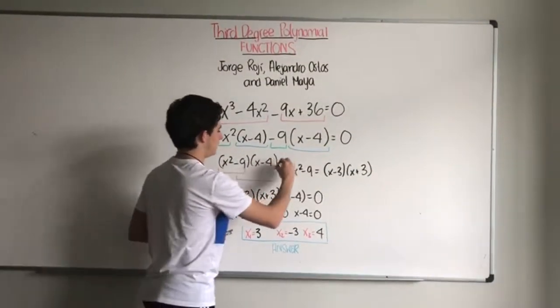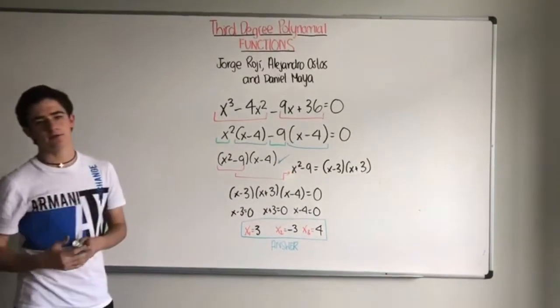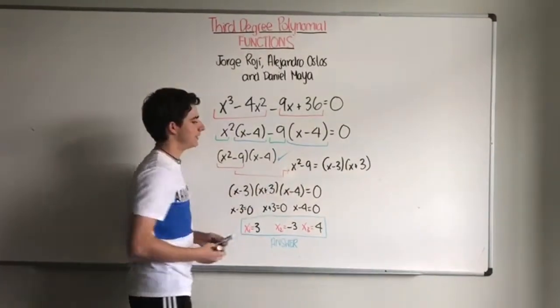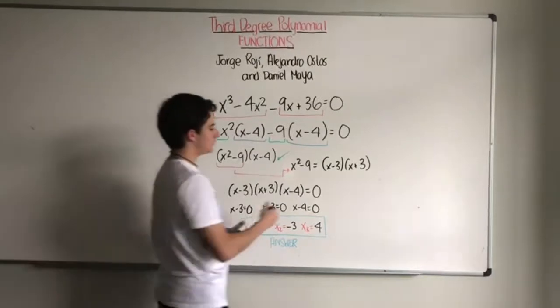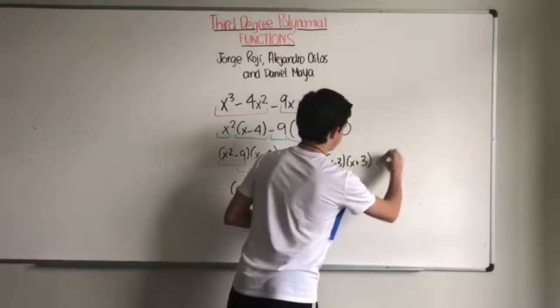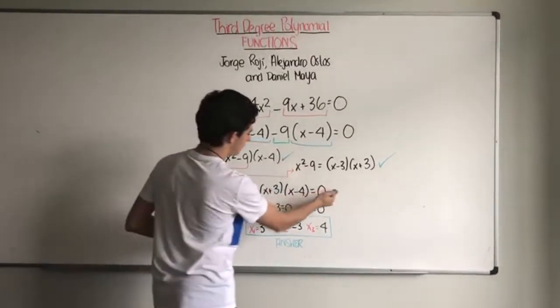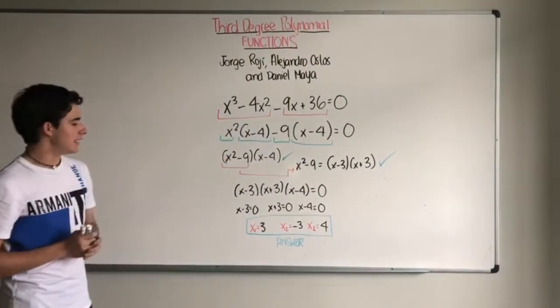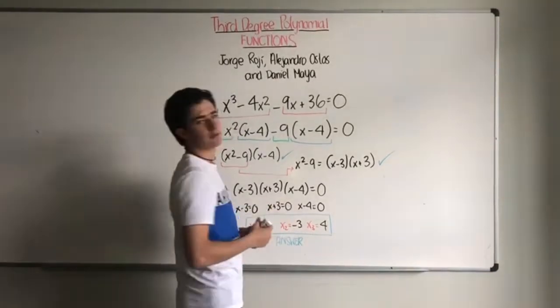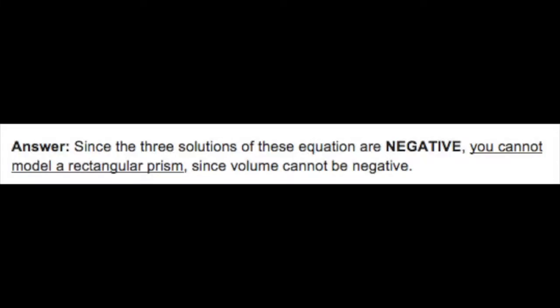With these two results, you make one group, and with the remaining two results, you get another group. This group is already factored completely, but this second group you can refactor. You're going to factor this one by difference of squares, so you get x minus 3 times x plus 3. After you get these results, they're already factored completely, and you can get the three solutions. You just set the three parentheses equal to 0 and solve for x in each case. So the three solutions of this equation are 3, minus 3, and 4. Since not all the solutions of this equation are positive, you cannot model a rectangular prism, since volume cannot be negative.